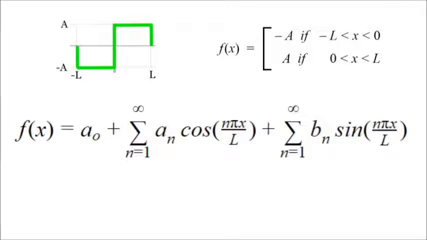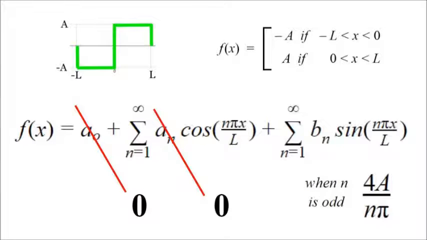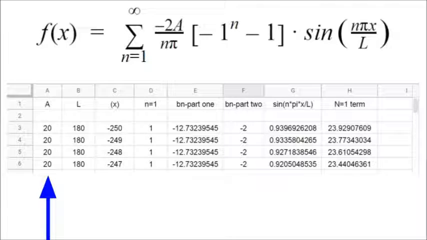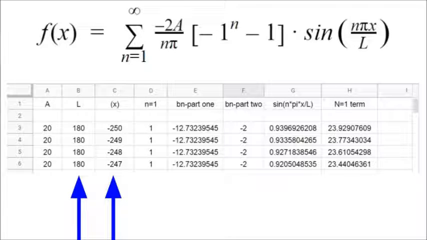Fourier is solved. A0 is 0. AN is 0. BN is that. FX is that. To the spreadsheet. Amplitude. Could be anything we want. I let L equal 180 for these waves, even though x goes from negative 250 to 250. That means we get a little bit less than a half an extra cycle. We get more than just one cycle on the graph. I think it looks better that way.